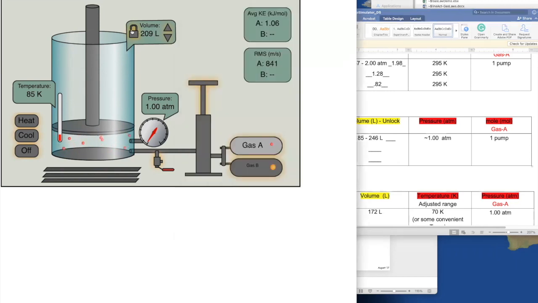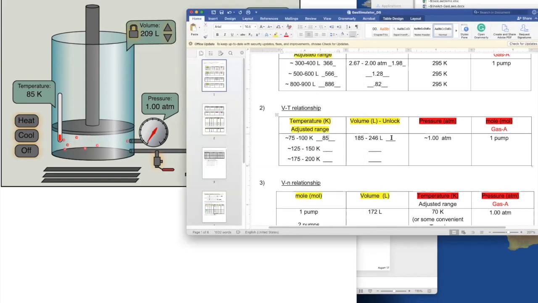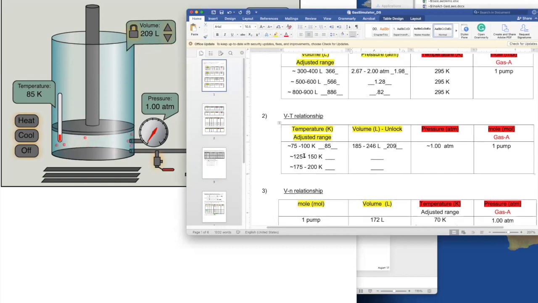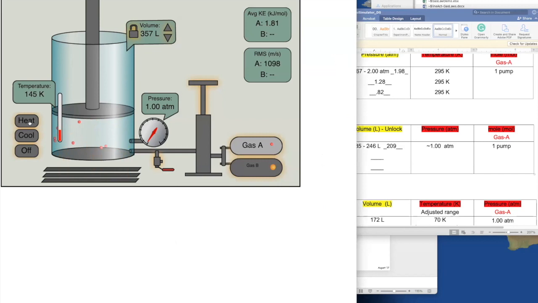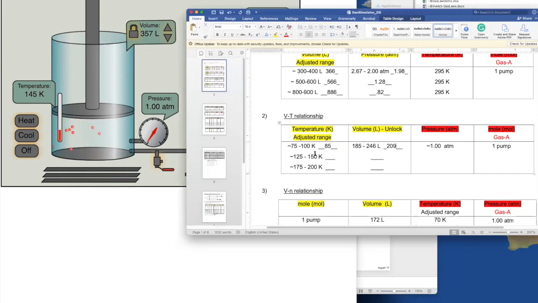You got to make sure that the volume is not locked. It's got to be able to adjust. So you got to unlock it. Otherwise, the volume is always going to stay fixed. So we want to see the volume temperature relationship. So you're going to type in here 209. The second is what happens when I raise the temperature to 125 to 150. So I'm going to raise this temperature. 145 is fine.